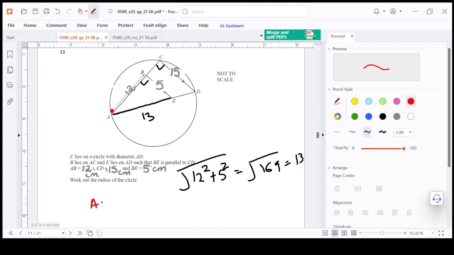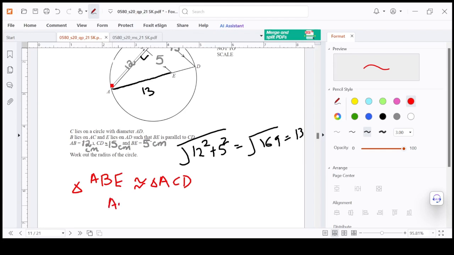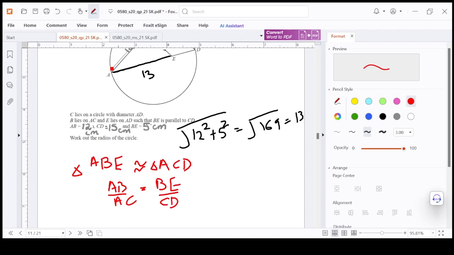So if triangle ABE is similar to ACD, then AB over AC equals BE by CD equals AE by AD. Okay, so let's substitute the values that we have.